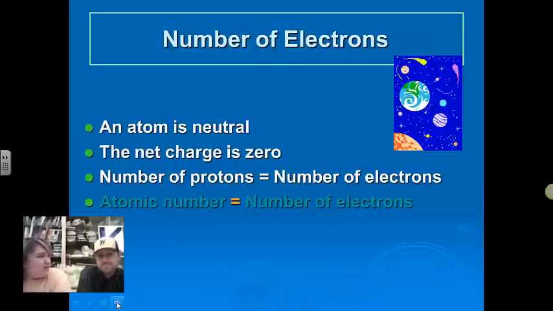How do we know how many electrons an atom has? Well, on our chart, the atomic number, the number of protons, is the same as the number of electrons, because the overall charge is 0. Yep. So you have to have plus and minus the same. Okay. Yep. It's good to know.